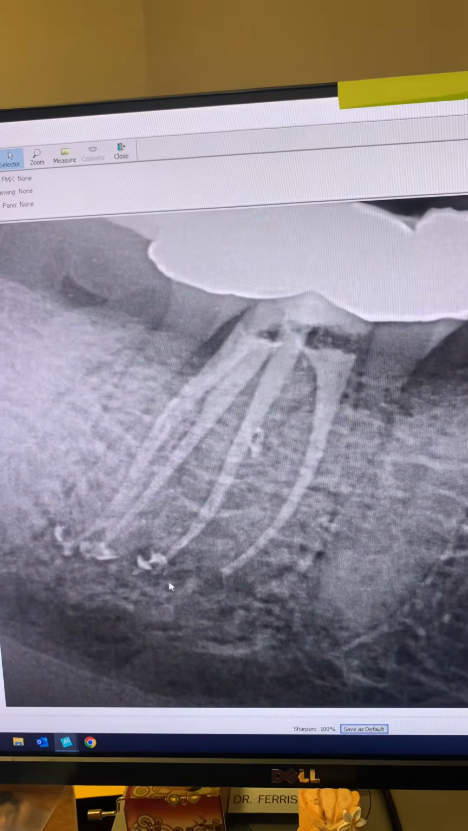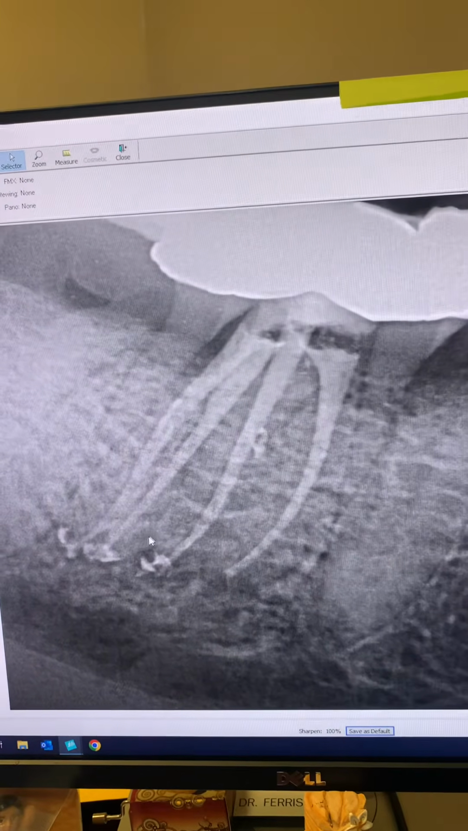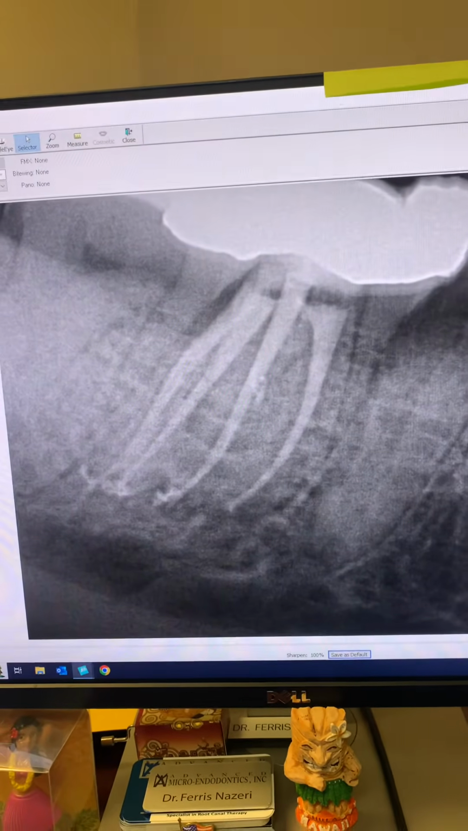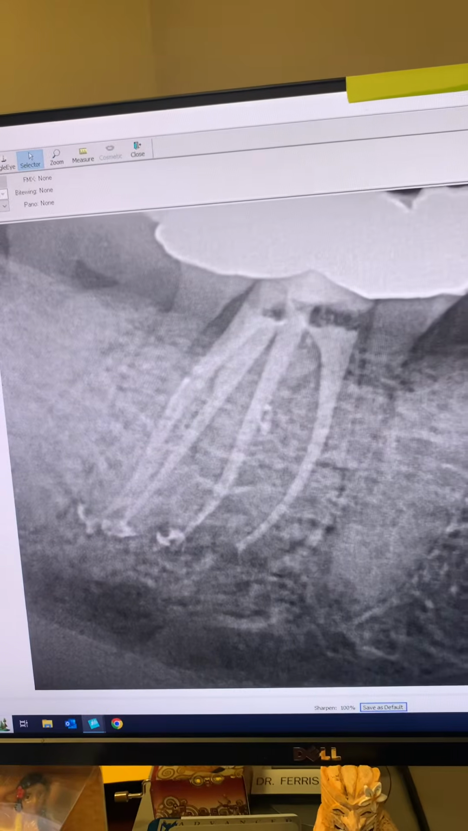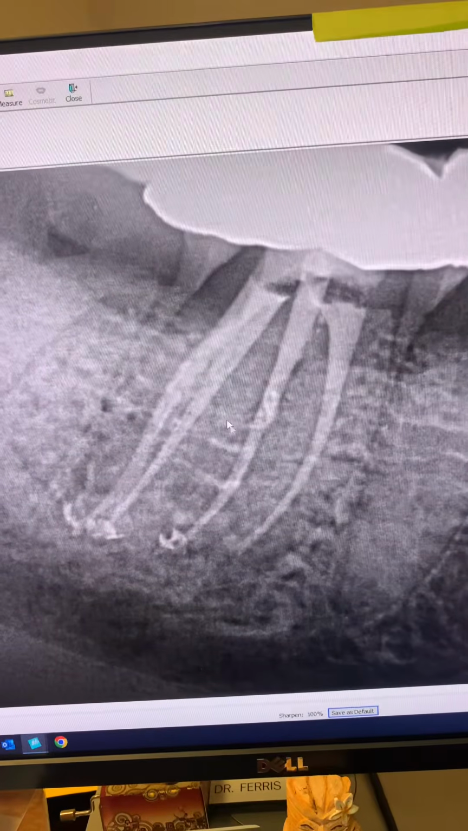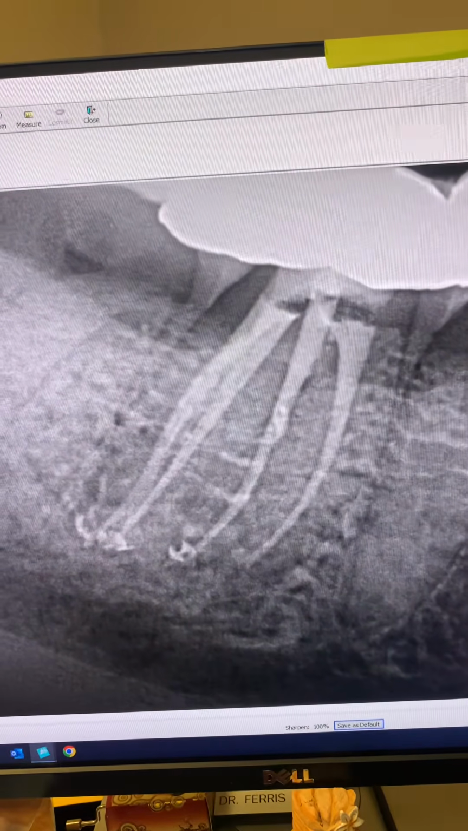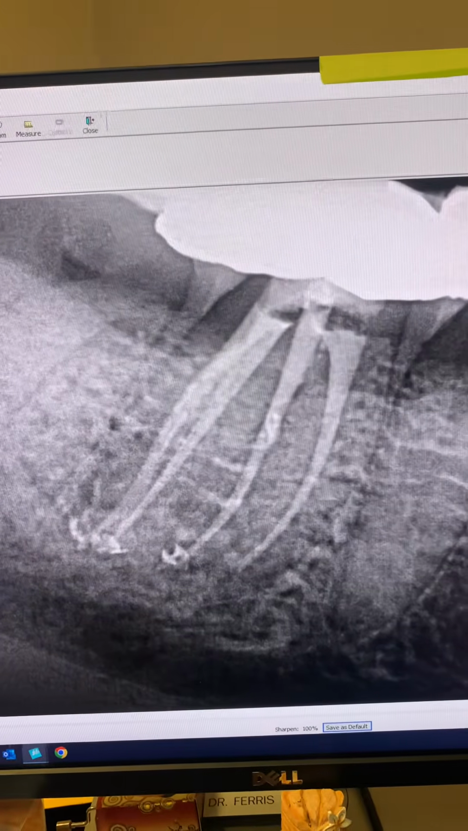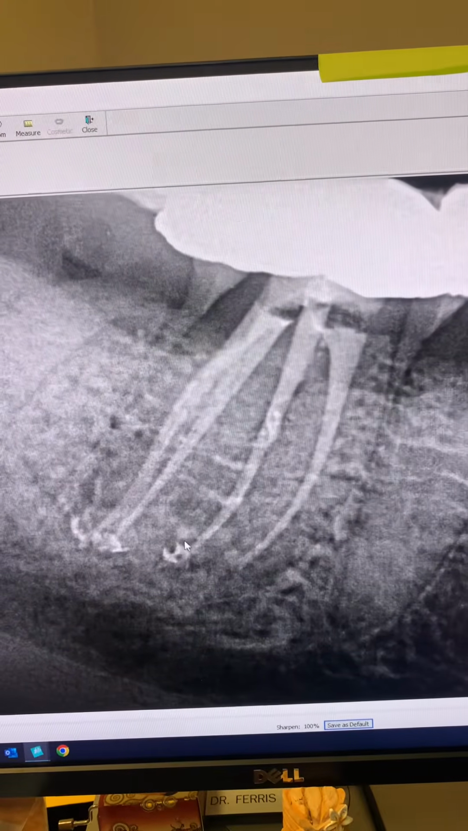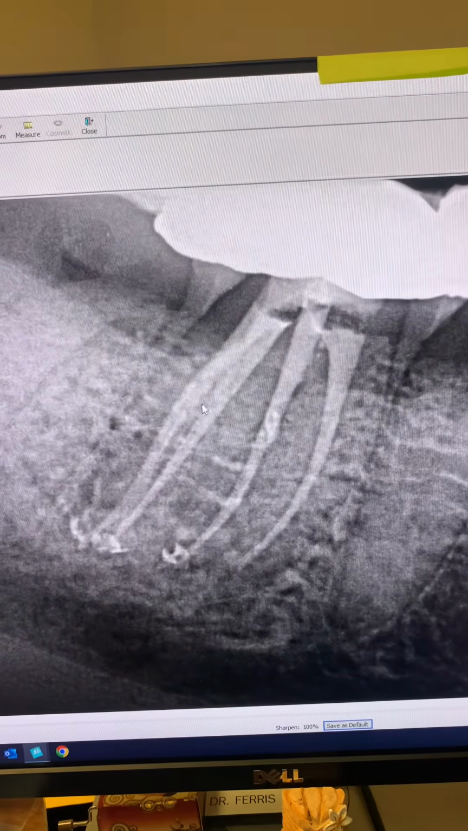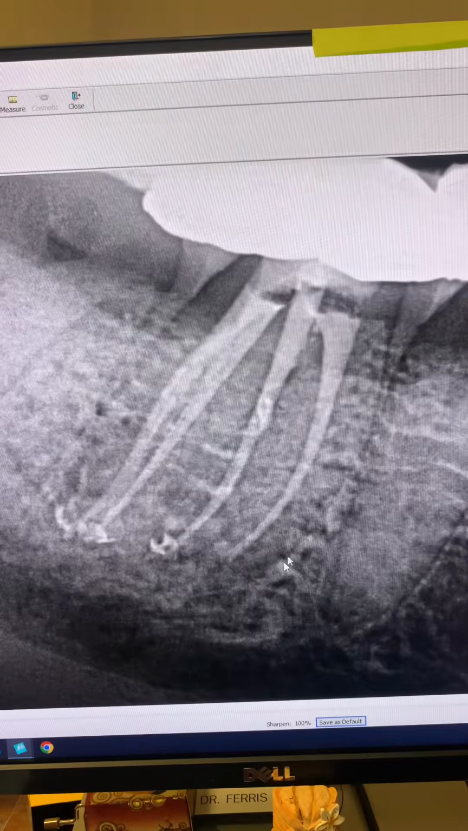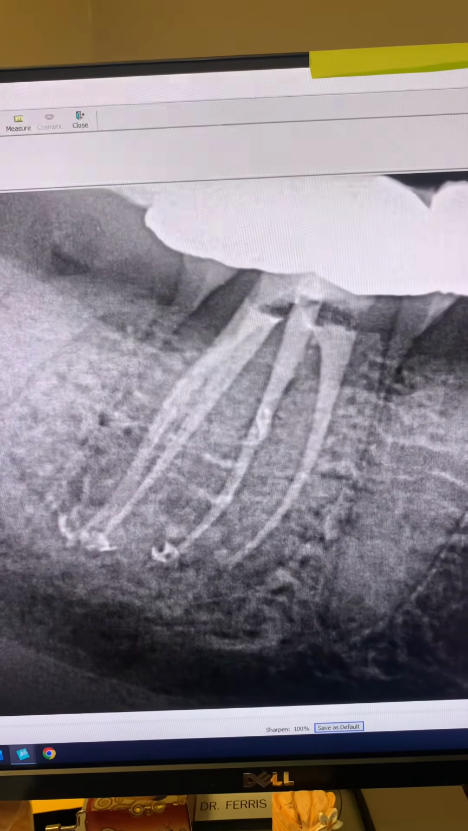And look at the apical, all of these apical complexities that we were able to address. Look at all of that. There's so much anatomy here to appreciate. Look at all of that. Look at the anastomosis. So much anatomy here. Four, as you can see, 4 canal systems.